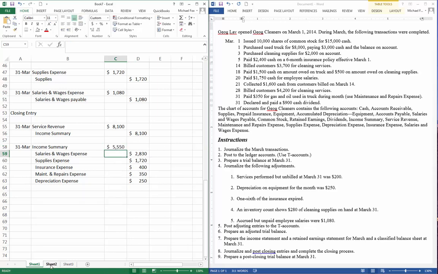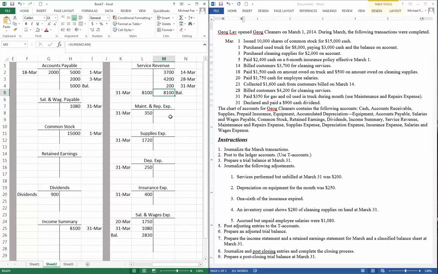So again, I'll bring them over here, and you'll see, I do a $350 credit to maintenance and repair expense, and now that has a balance of 0. And I'll debit income summary the same amount. $1,720 to supplies expense, I'll debit the same amount to income summary. Depreciation expense $250, debit the same amount to income summary. Insurance expense of $400, debit the same amount. And salary and wage expense of $2,830, debit the same amount.